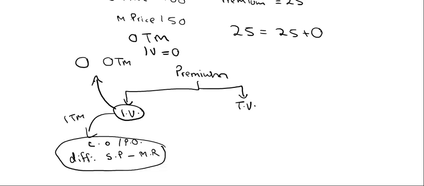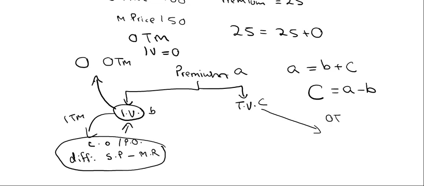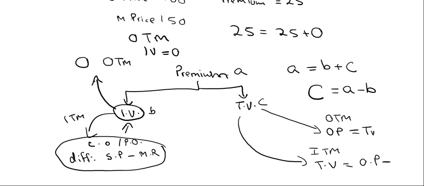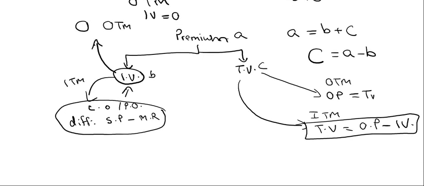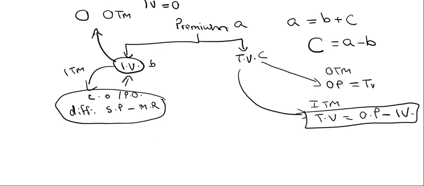Once you calculate the intrinsic value amount for an in the money option and you know the premium amount, let's say this is A, this is B and this is C, your equation will be A, or premium, equals B plus C, and therefore your time value will always be equal to A minus B. So for an out of the money option, the entire option premium is equal to time value. But for an in the money option, our time value will be the entire option premium amount minus our intrinsic value. What is in the money and out of the money is all discussed in class. You just need to know the intrinsic value, the time value and the option premium and its simple computations.